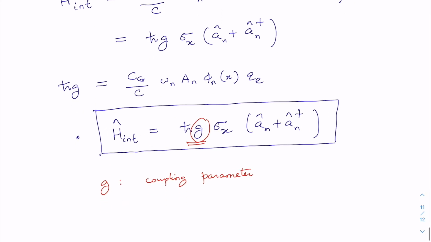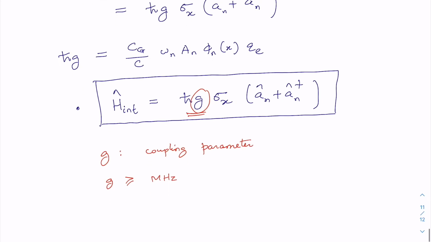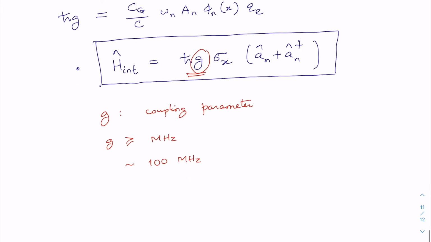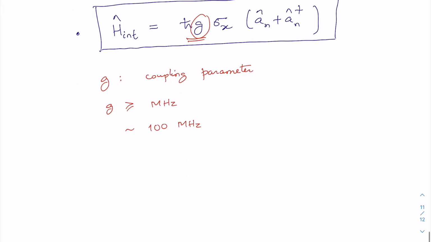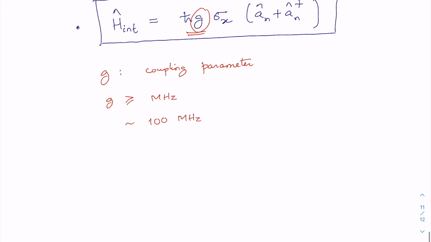And in a typical experiment, z is in frequency units, so it would be on the order of megahertz, and one can actually have z up to or more than 100 megahertz. So we can have a very strong coupling between the artificial atom and the microwave field, depending on how we design the transmission line or the whole system.